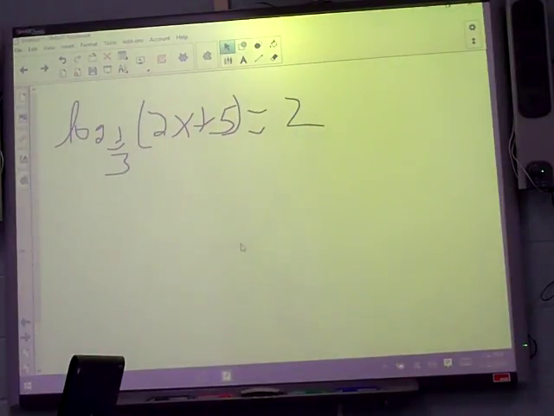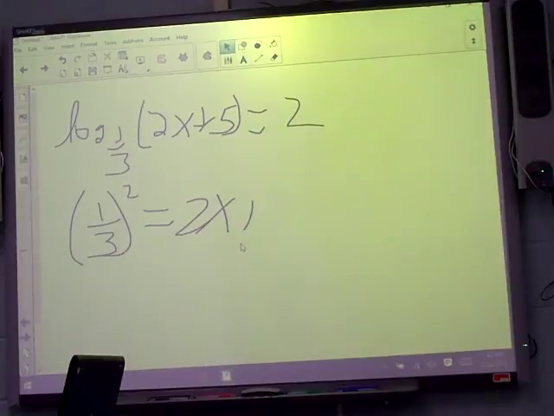So what's my b? What's in the b spot? 1/3. What's my e? 2. Now when I square that, I'm going to put my 1/3 in parentheses to remember to square top and bottom, is equal to, what's my number? 2x plus 5. So that whole piece is the number.